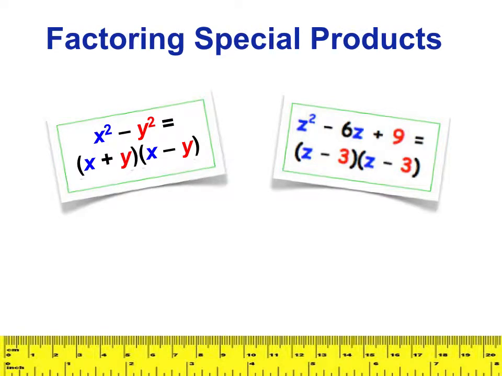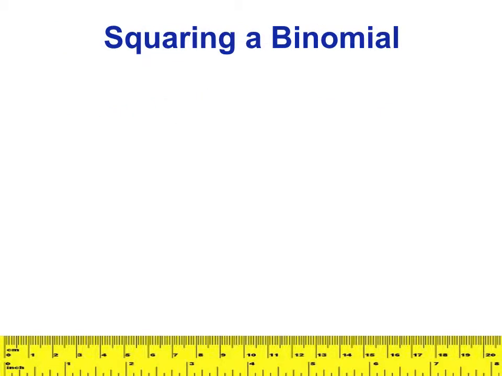Factoring special products. In this video, we'll look at two special products. One is called a perfect square trinomial, and the other one is called the difference of perfect squares. Let's start by reviewing what it means to square a binomial.